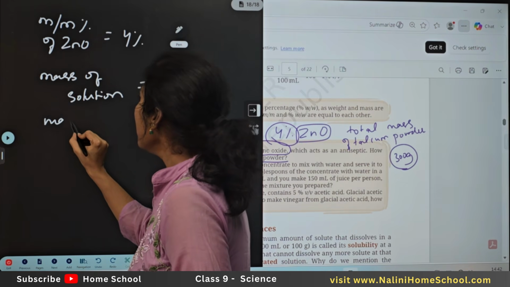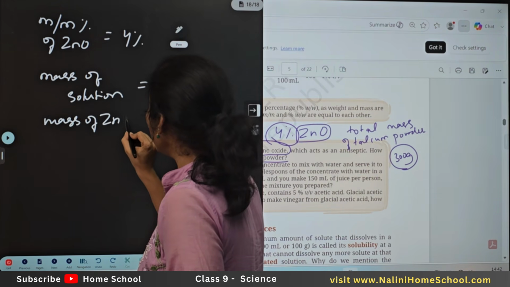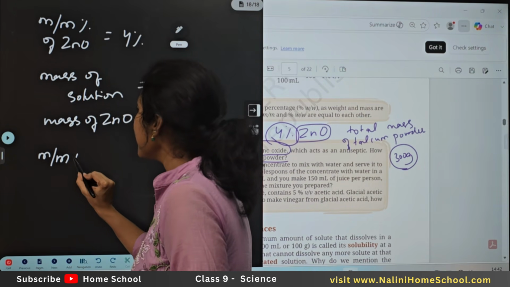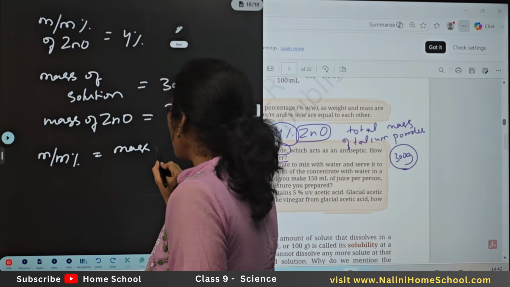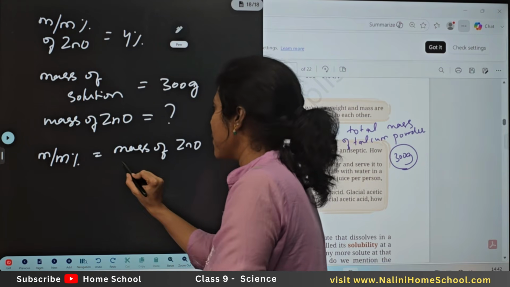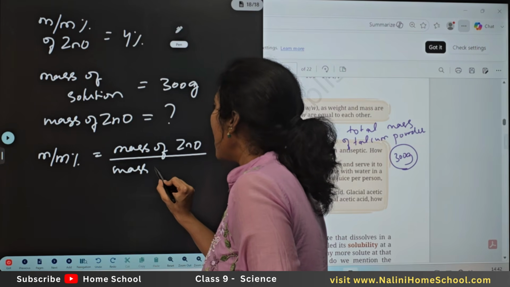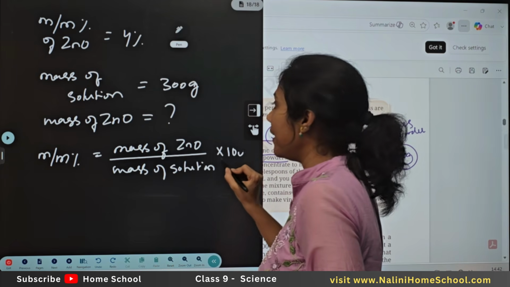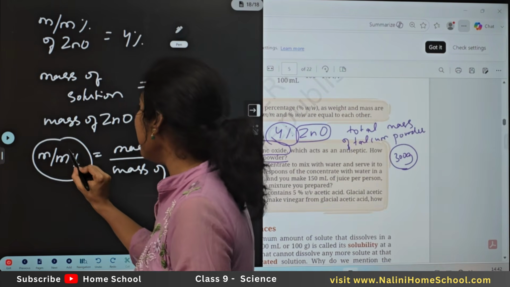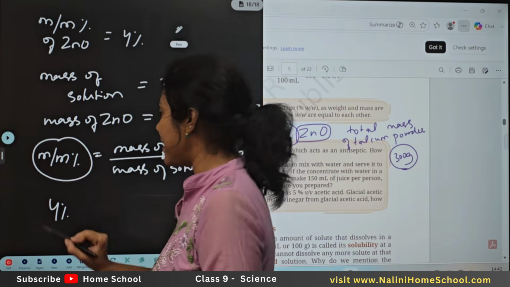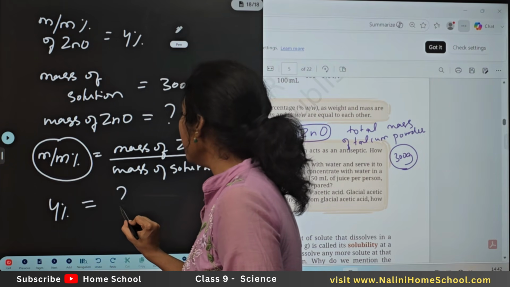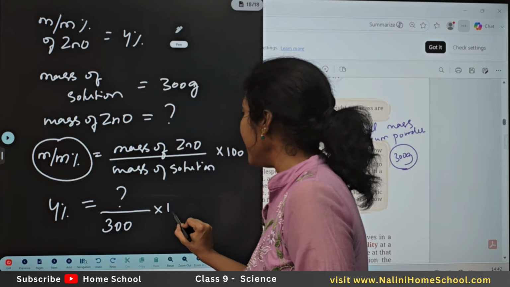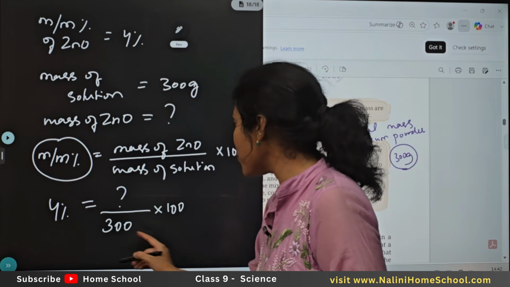What are they asking you? They are asking the mass of solute, that is zinc oxide, how much? So what is the formula? M by M percent is equal to the mass of zinc oxide, that is the solute, divided by the mass of solution, multiplied by 100. Now this M by M percentage is given as 4%. So 4% is equal to, numerator is question mark, denominator they gave 300, multiplied by 100.